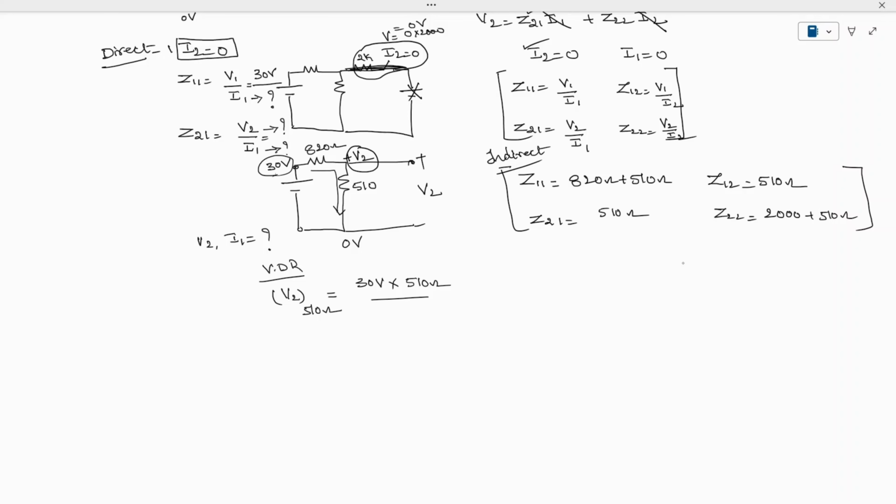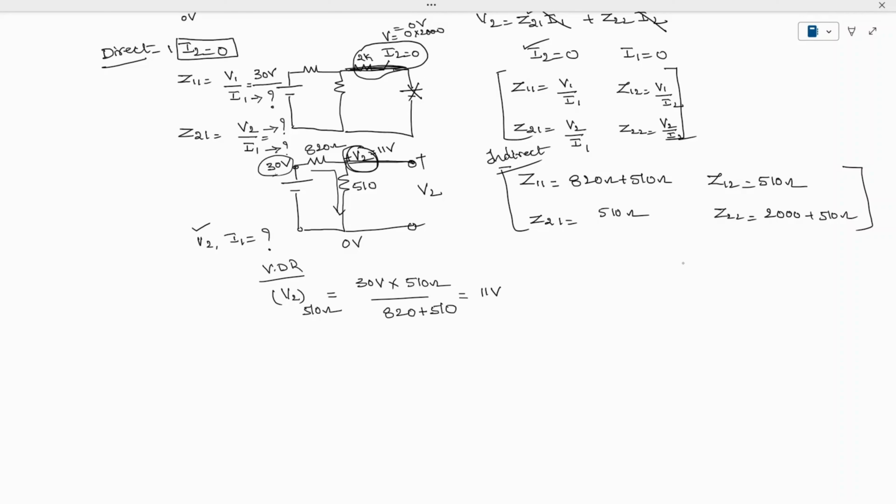Why? Because the current is not flowing in this branch. There is no resistor and it is shorted, and this is the voltage V2, divided by the sum of the series resistors, which is 820 plus 510. Just use the calculator and you will get the value of V2 as 11 volts. So the voltage here is 11 volts. When you get this 11, I2 is automatically completed.